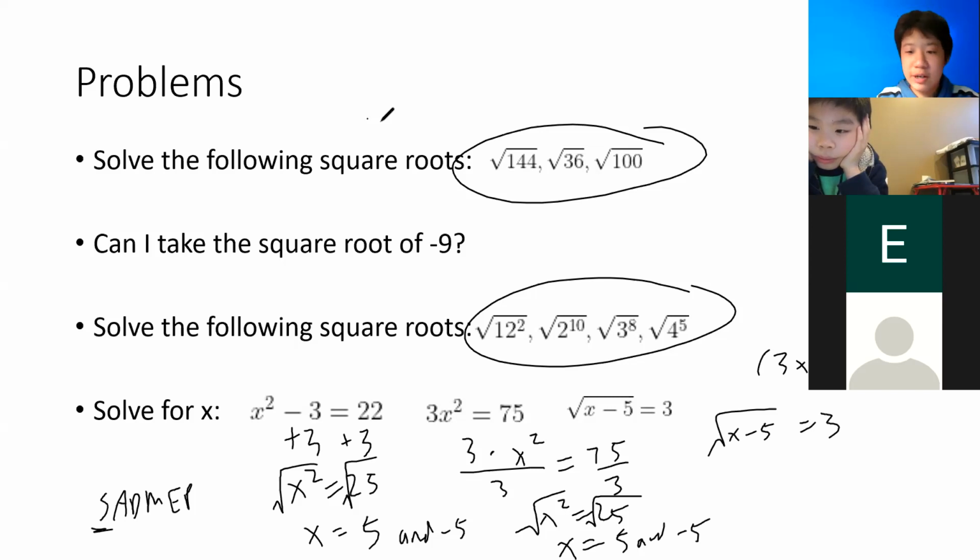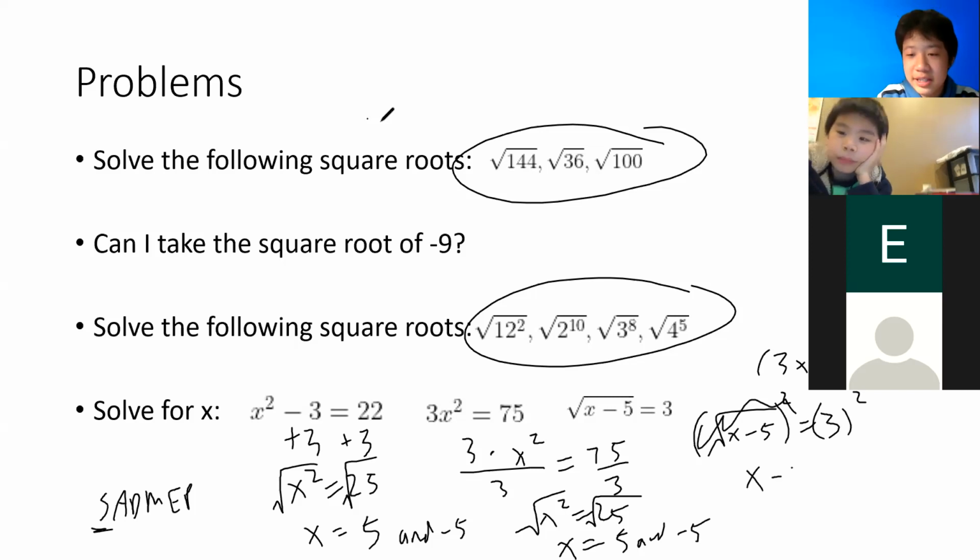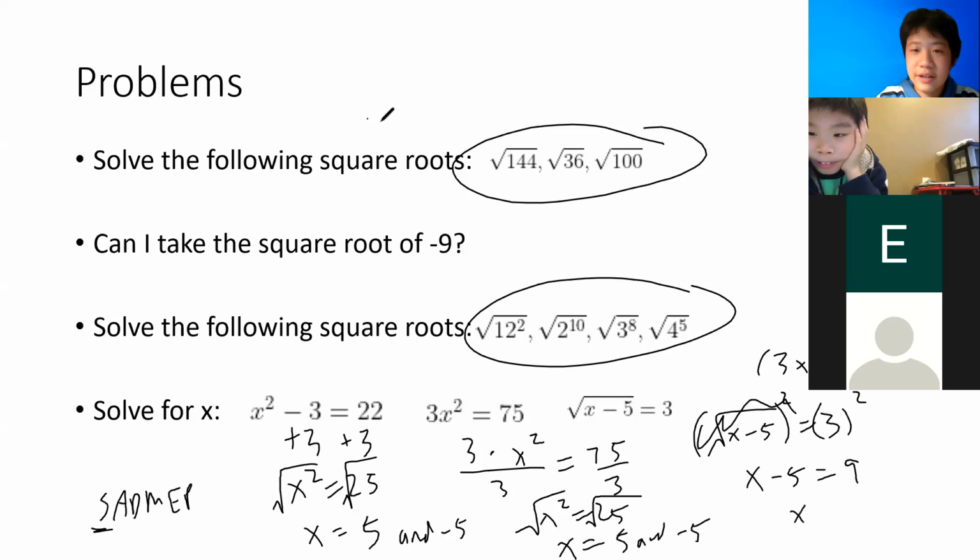Now for the last one, to undo the square root, we take the square of both sides. Now the square root's gone, so x minus 5 equals 3 squared, which is 9. So if we add 5 to both sides, x equals 14. Okay? Any questions?